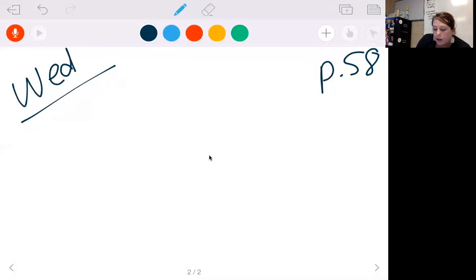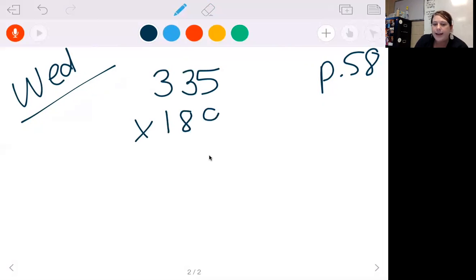First, we want to stack 335 times 189. Now this, we're having 3 numbers on the bottom, so it's a little bit different than what we did. The only difference is instead of having 1 placeholder 0, you'll have 2. Okay, so let's look. 9 times 5 is 45. I'm going to put down my 5 and carry my 4. 9 times 3 is 27. 27 plus 4 is 31. I'm going to put my 1, carry my 3.